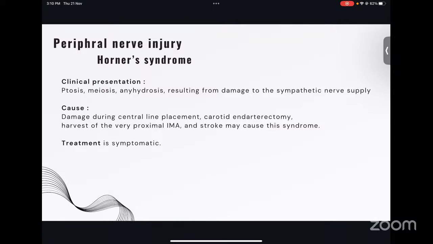Horner syndrome is characterized by ptosis, miosis, and anhidrosis, which result from damage to the sympathetic nerve supply to the eye. Inadvertent damage during central line placement, carotid endarterectomy, harvesting of the very proximal internal mammary artery, and stroke may cause this syndrome. Treatment for Horner syndrome is symptomatic.